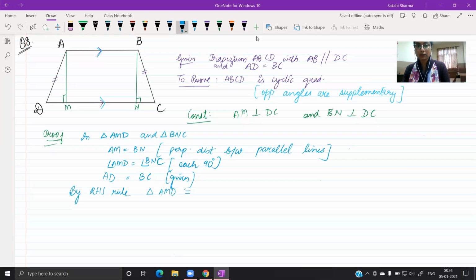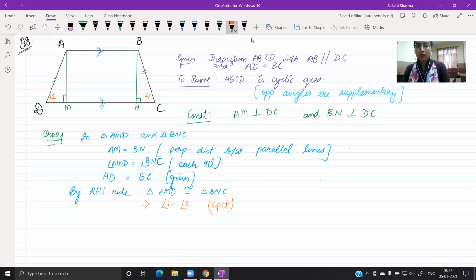Triangle AMD is congruent to triangle BNC. From here, I can conclude that angle D is equal to angle C and angle DAM is equal to angle CBN. But I will be just taking one pair, the one which is convenient for me in this case. So I'm just going to take angle number 1 equals angle number 2. This will imply that angle 1 equals angle 2 by CPCT. Please make sure that you mention the angles in your figure whenever you're using numbers instead of names.